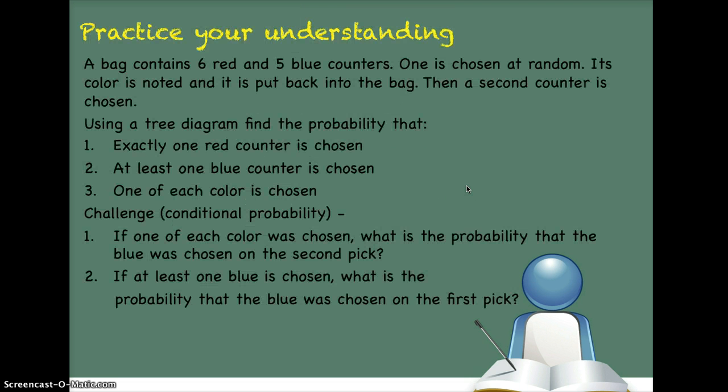To check your understanding, here's a problem that you can use. Solve this problem. You have a challenge, like you have challenge questions too. So try to understand, try to solve them. They are conditional probability. Use the tree diagram to solve them.